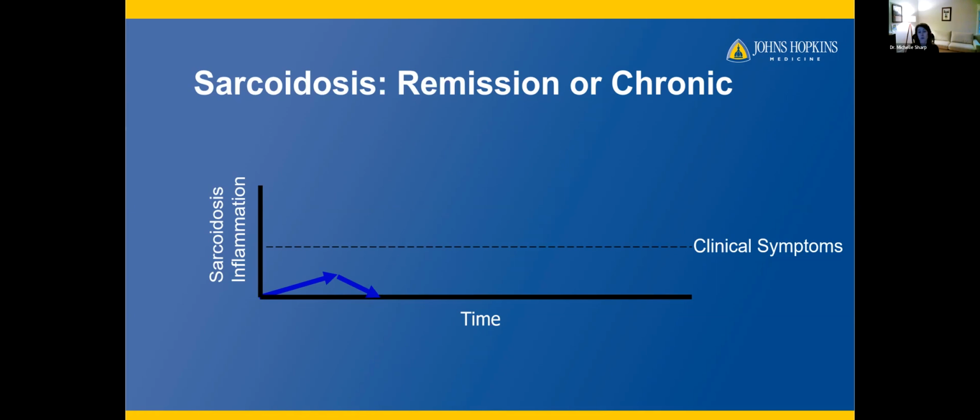Or they may never even know that they had sarcoidosis. It may never get picked up. Now let's talk about the next patient. And so you'll notice this patient's arrow, their inflammation is much quicker in terms of time. It grows much faster. And they are clinically symptomatic.